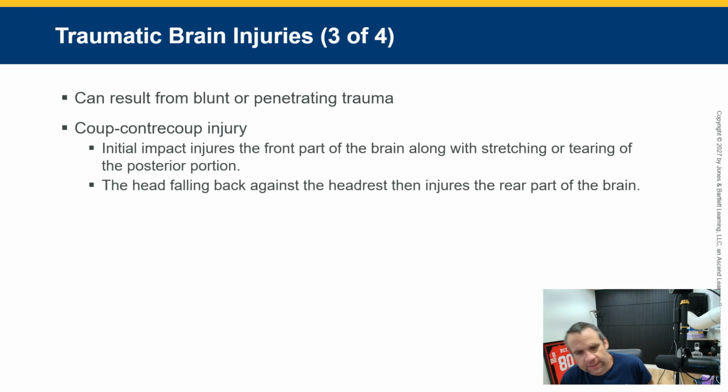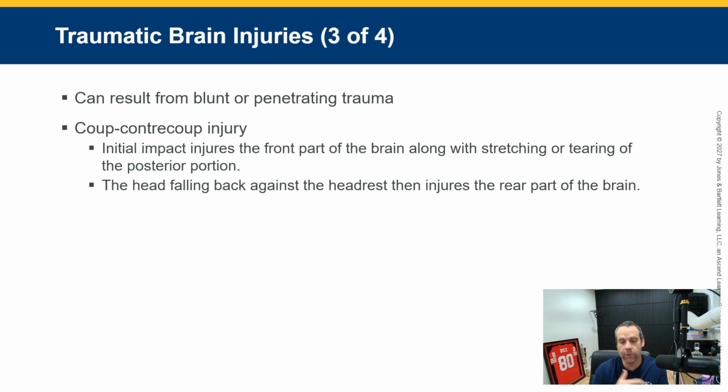So brain injury again can be a result of blunt trauma, can be a result of penetrating trauma, could be a result of that rapid movement of acceleration, deceleration. We talked about this in a previous chapter, but we have a very common acceleration, deceleration injury pattern, and we call that coup countercoup injury.